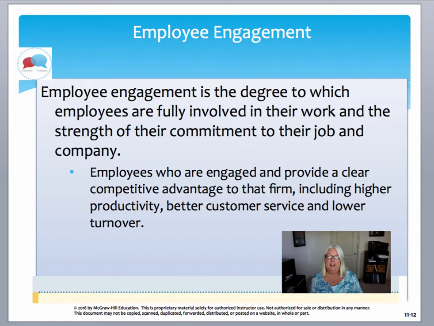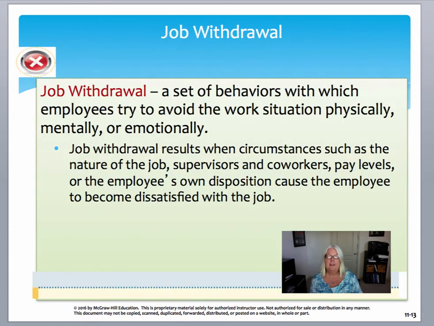Okay, employee engagement, and we talked a lot about employee engagement. And this is the degree to which employees are fully involved in their commitment to the job. Okay, and we talked about how surveys suggest that less than 1/3 of employees consider themselves engaged. Okay, so companies have to somehow improve these engagement levels. Okay, and we're going to talk about how that can happen.